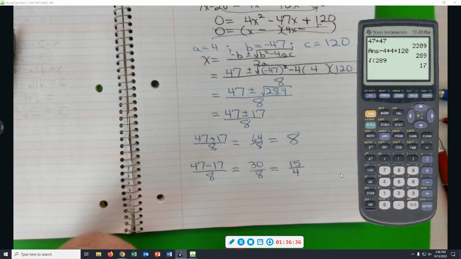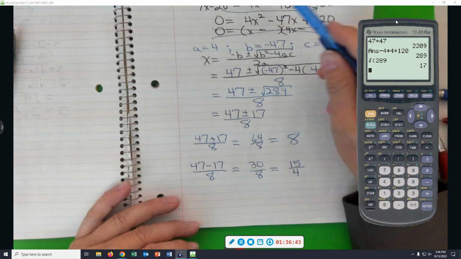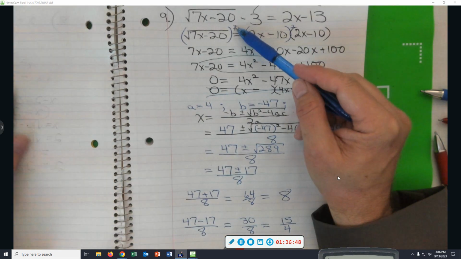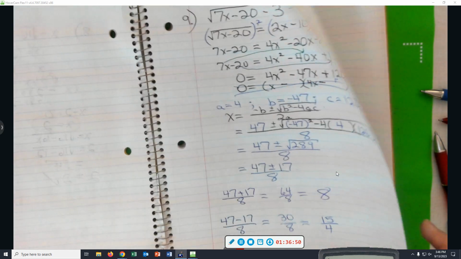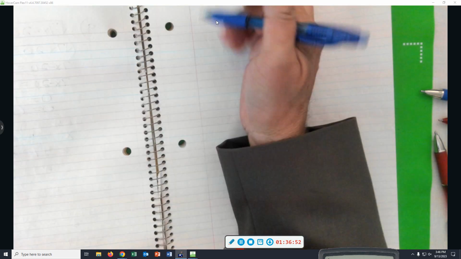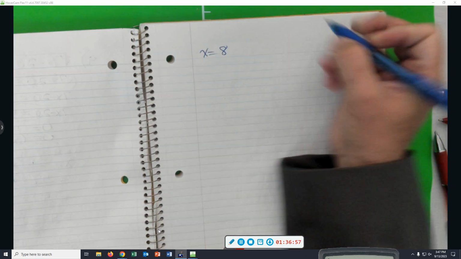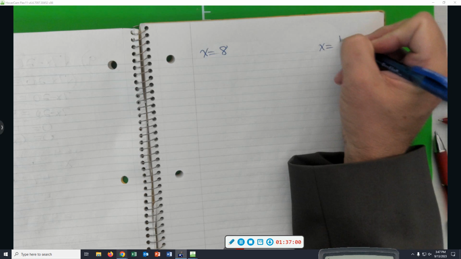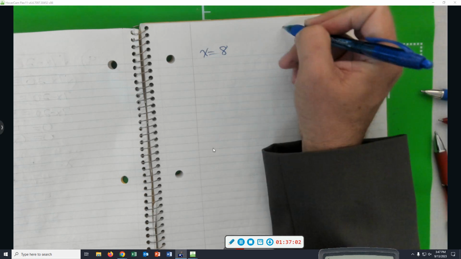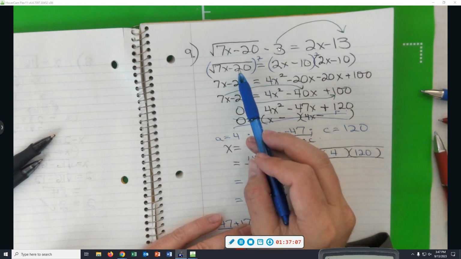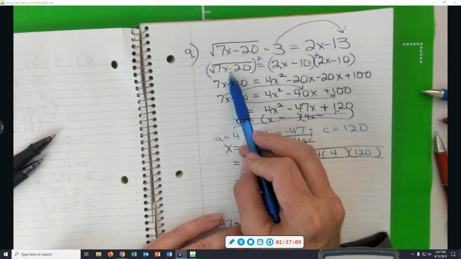All of that, and I don't think you're finished yet. We're not finished yet. What do we have to do? Since it was raised to an even power, we're going to have to check our answer. So I'm going to come over here and write the equation once it's been isolated. We have x equals 8 and x equals 15 over 4. And remember, my advice to you is to check it in the isolated equation.